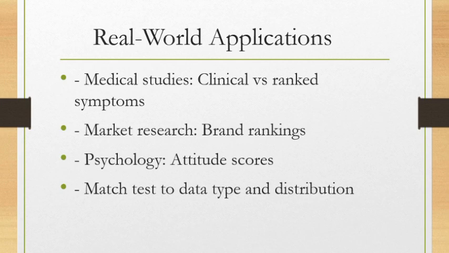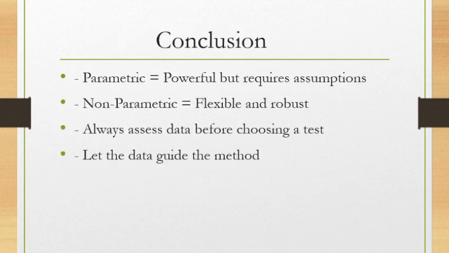Choosing the wrong test can lead to incorrect conclusions. That is why it's critical to match the test to the type of data and its distribution. In conclusion, parametric tests are powerful but require assumptions. Non-parametric tests are flexible and robust. So always assess data before choosing a test and let the data guide the method that you will use, whether parametric or non-parametric.